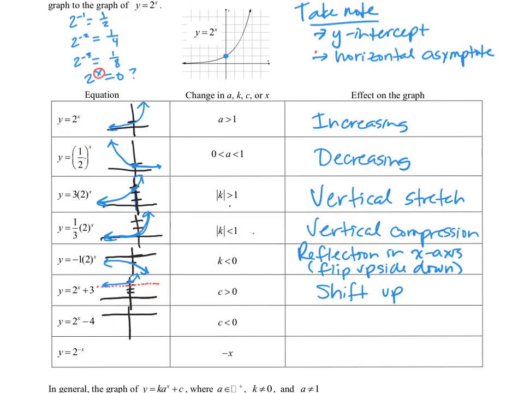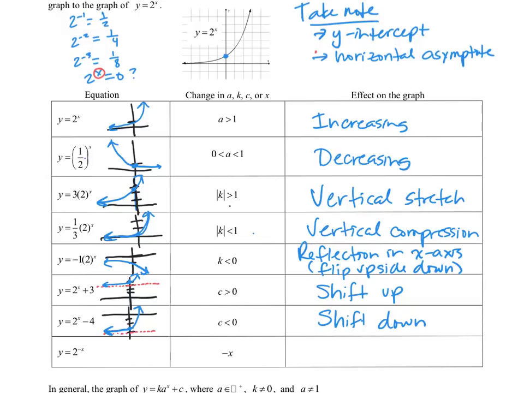So instead of it being at the y-axis, it's going to be at -4. So there's our new horizontal asymptote, okay? And that y-intercept that was at (0, 1) has been shifted down 4 units. So it's going to be at -3. And so the graph would look something like that. Okay, so when c is negative, that means that the graph will be shifted down. So we will shift down, okay?